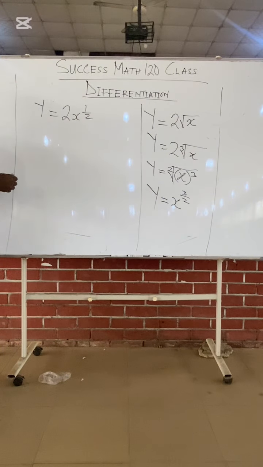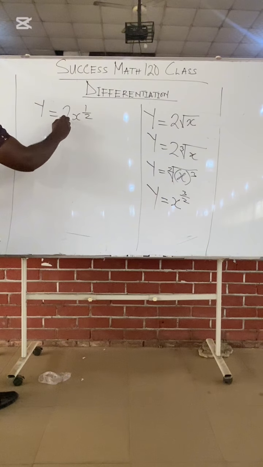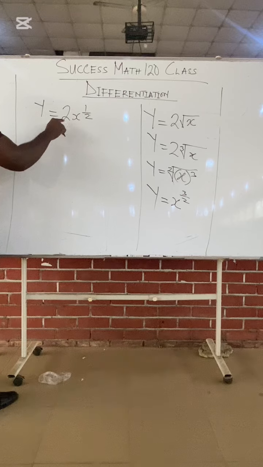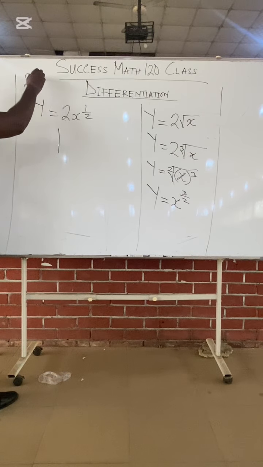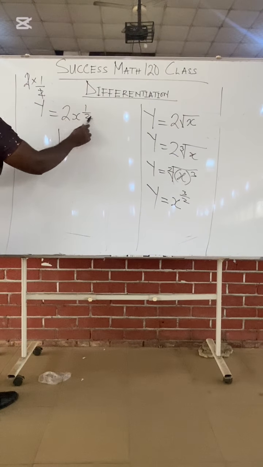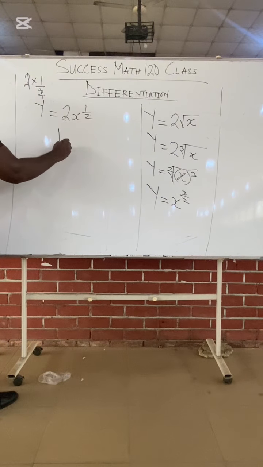Now, these are coefficient, these are base, these are power. So multiply coefficient and power. 2 times 1 over 2 is 1. Do you agree? 2 times 1 over 2 means 2 cancels 2. What's left? So multiply coefficient and power: 2 times 1 over 2 is 1. Repeat your base, step 2, right?